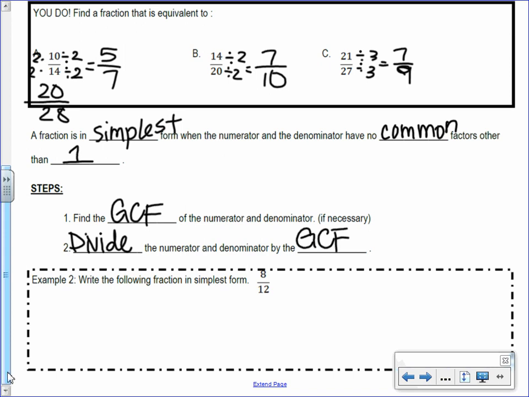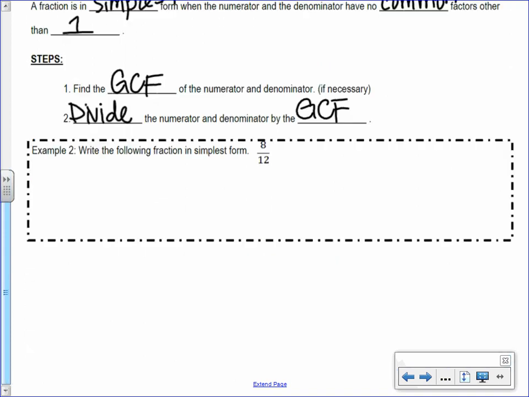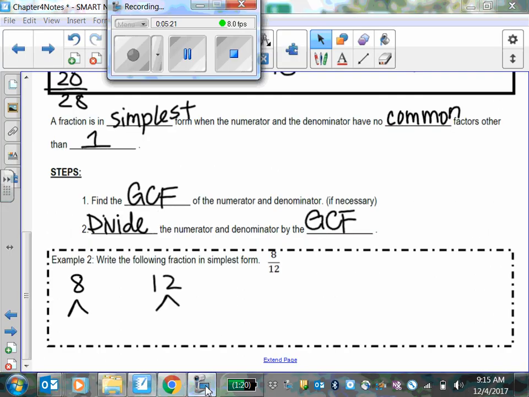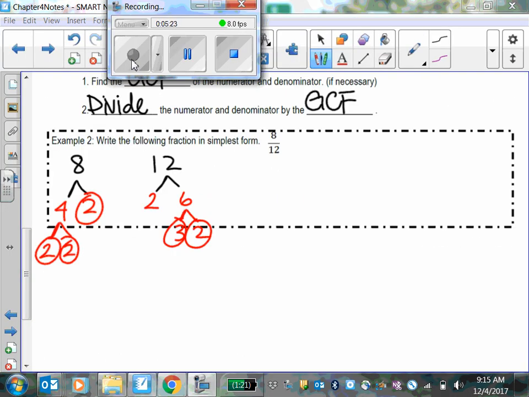Now, I understand some of you probably know the greatest common factor of 8 and 12. I get it. But we're going to do it doing the greatest common factor to see how fast or if you're stuck, how it can go. So right now, do a factor tree for 8 and 12 and find the greatest common factor. Do a factor tree of 8 and 12. Okay, hopefully you got something along these lines.